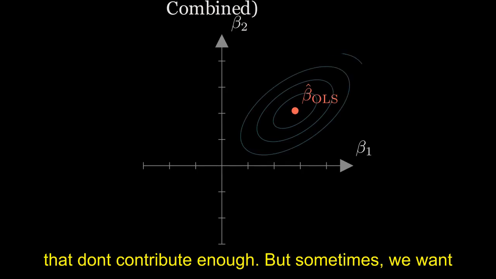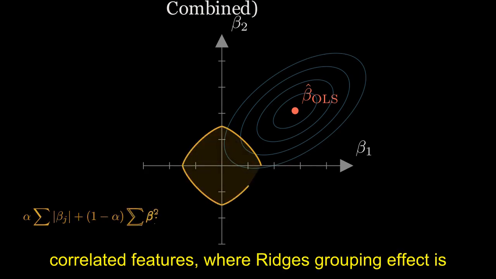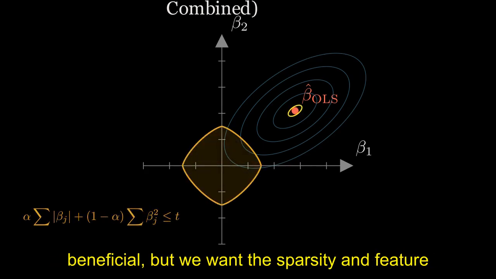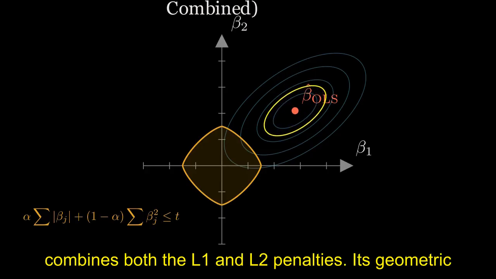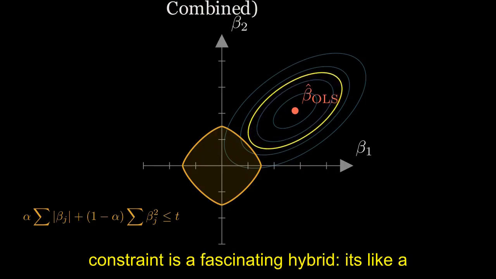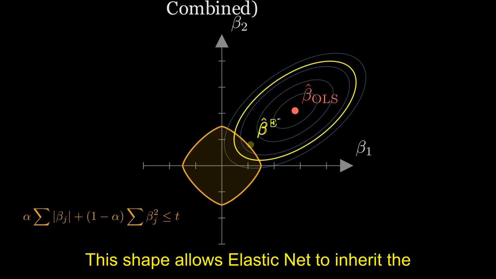But sometimes, we want the best of both worlds. What if we have highly correlated features, where ridge's grouping effect is beneficial, but we want the sparsity and feature selection of lasso? Enter ElasticNet. This clever technique combines both the L1 and L2 penalties. Its geometric constraint is a fascinating hybrid. It's like a diamond with rounded corners, or a squashed diamond. This shape allows ElasticNet to inherit the advantages of both.